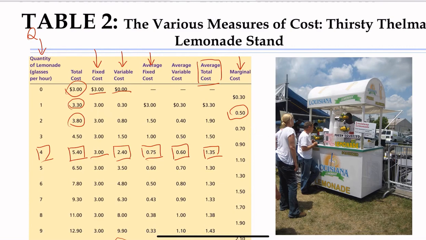So let's see whether this can be used. So what is the change in the variable cost? Well, the change in the variable cost is 0.8 minus 0.3, right? So we're looking at these two numbers. And then the change in quantity is given by 2 minus 1. So now we have 0.5 here, right? So both methods give you the same result.